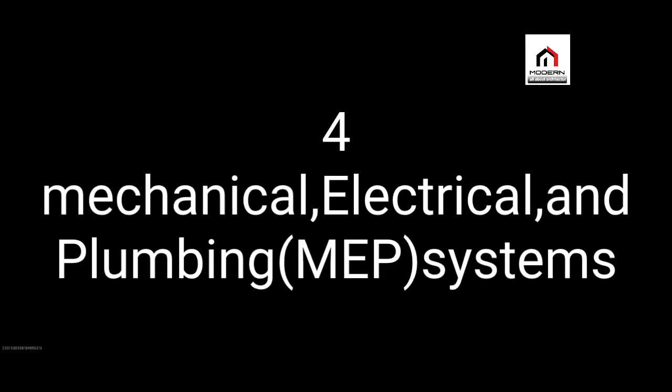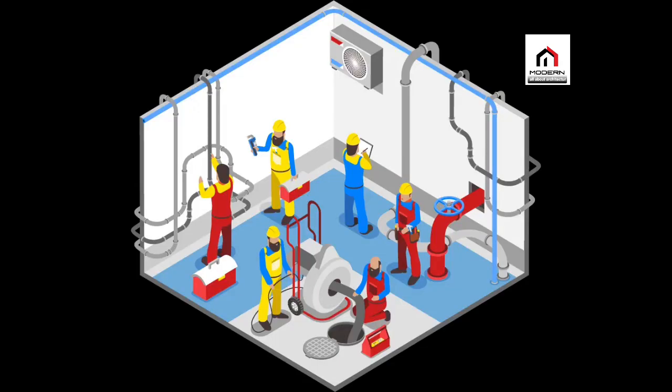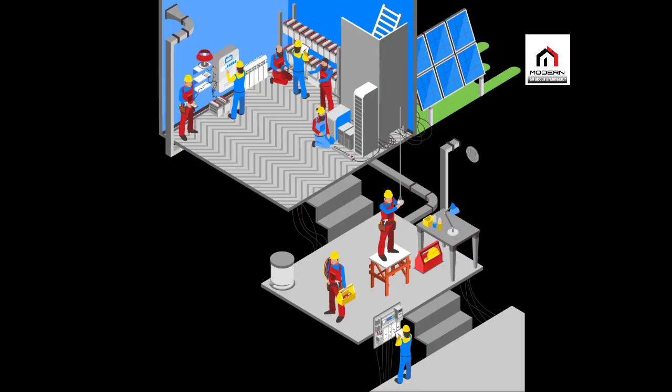4. Mechanical, electrical, and plumbing (MEP) systems. HVAC systems: designing heating, ventilation, and air conditioning for climate control. Electrical systems: planning lighting, power distribution, and other electrical needs. Plumbing systems: incorporating water supply, drainage, and sewage systems.